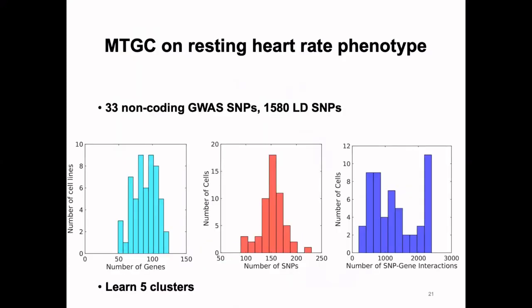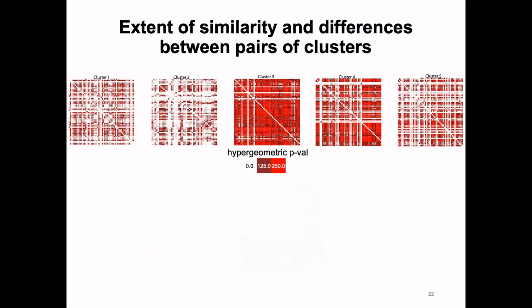And so now I'm just going to talk about one of the phenotypes we looked at, resting heart rate. So there's 33 GWAS SNPs here, lots of LD SNPs, and this is just going over the number of SNPs, the number of genes, and the number of SNP gene interactions across the 55 cell lines. And so we're going to use this to get 5 clusters with multitask graph clustering. And so these clusters are showing the similarity and differences across the 5 clusters.